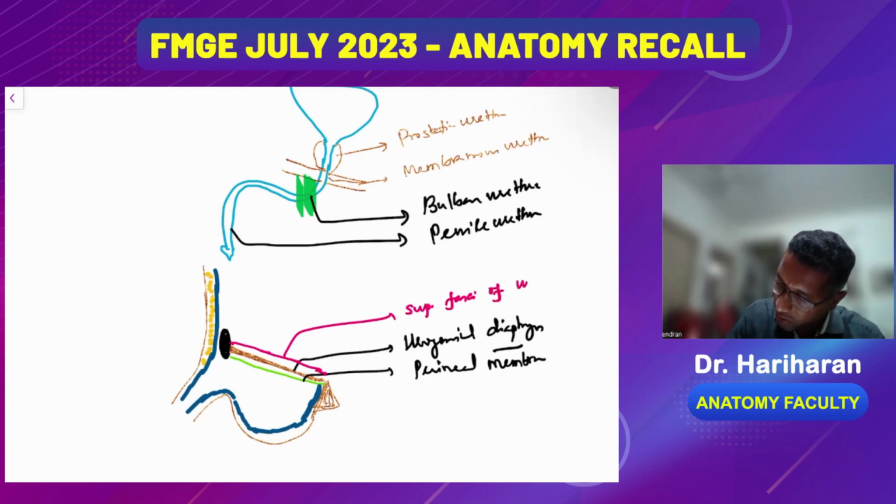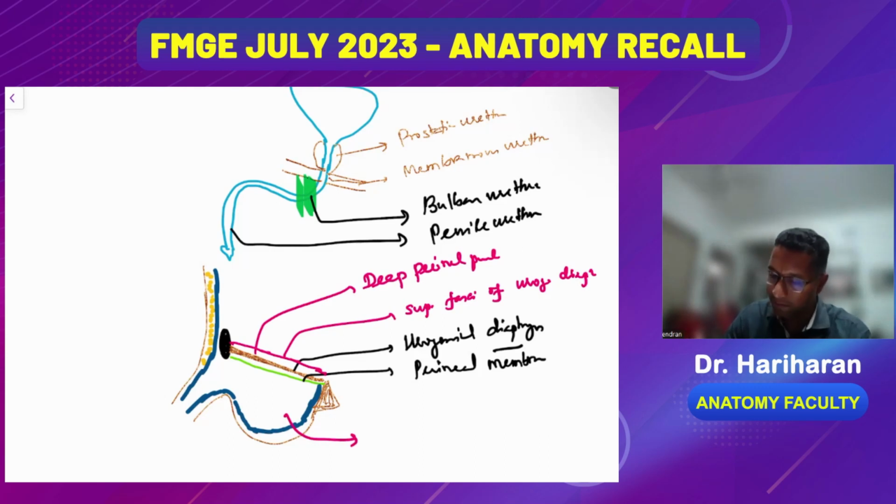Superior fascia of urogenital diaphragm. Okay, so now you have got two pouches here. One pouch between the two membranes. This pouch is called the deep perineal pouch. And the pouch which is present below is called the superficial perineal pouch.